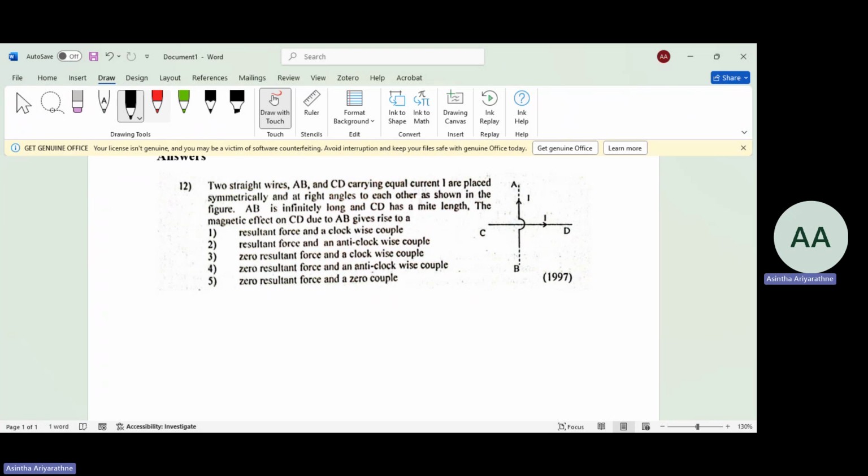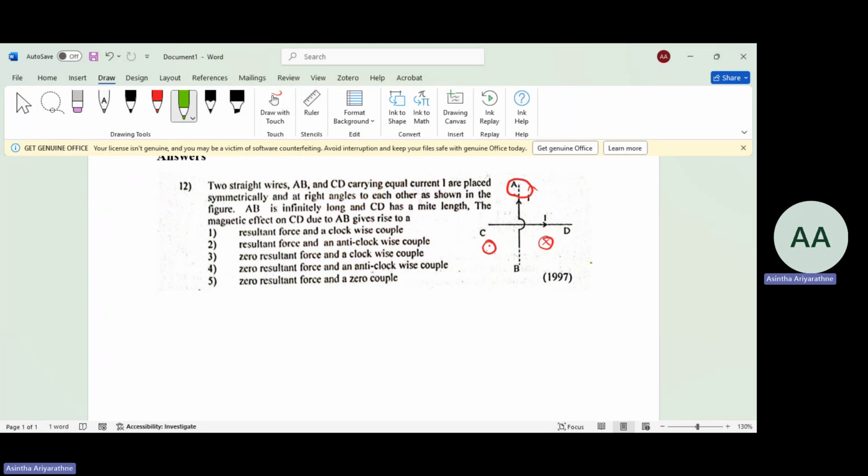Right, so using the right hand thumb rule on AB, the magnetic field on this side is into the whiteboard. But on this side it is out of the whiteboard, because the magnetic field is in a clockwise or anticlockwise direction around AB. So on the right side it is into the whiteboard, and on the left side out of the whiteboard.